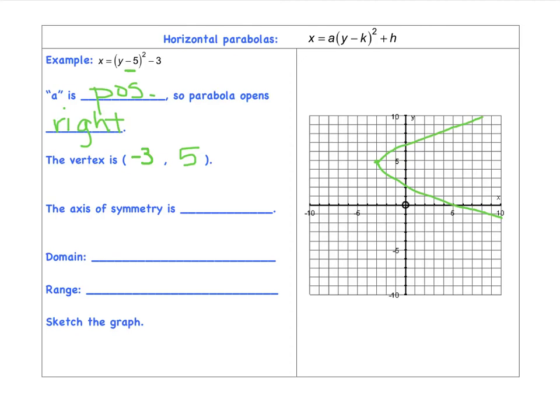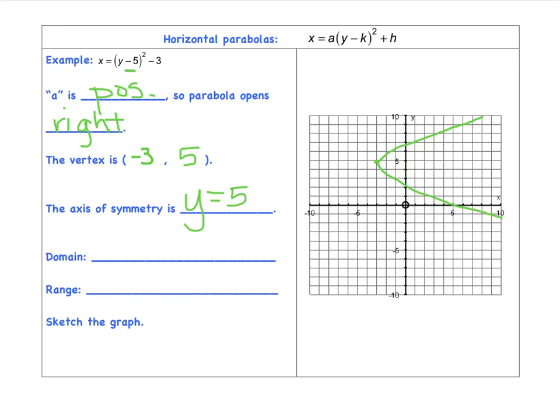Now, since our parabola is opening towards the right, that means if we wanted to cut this parabola in half, we would have to do a line that would be parallel to the x-axis, meaning it's going to go through the y-axis. And where does it go through the y-axis? Where y equals 5. So our axis of symmetry would be y equals 5. And if you notice, the axis of symmetry for this horizontal parabola will always be the k value. Y equals the k value.